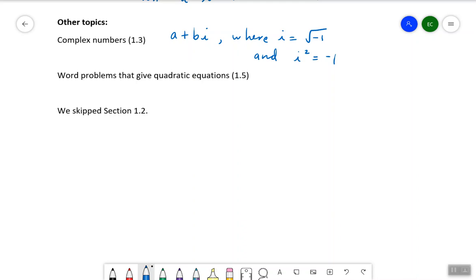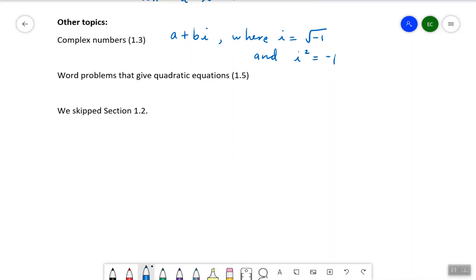Why did we study complex numbers? The reason is because in the very next section, section 1.4, we solved quadratic equations. And those are the ones that often, not always, but often, get us to non-real complex solutions. So when you're solving a quadratic equation, be ready to wind up with a non-real complex number for your solution.